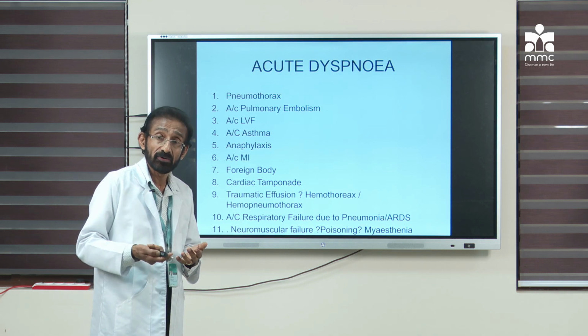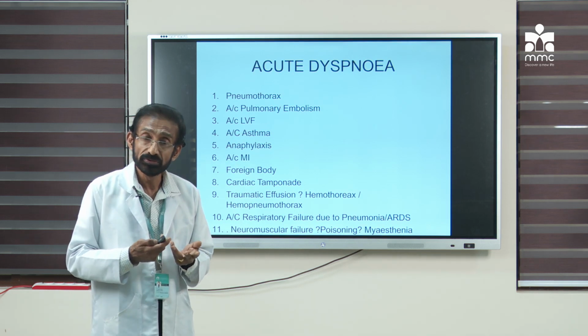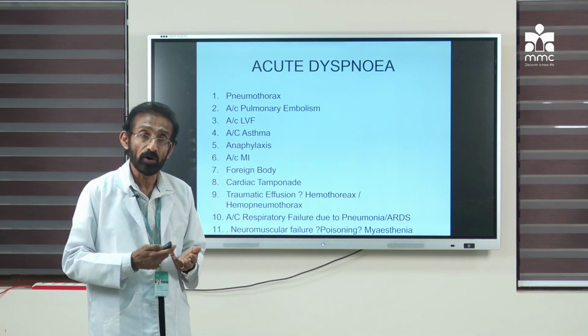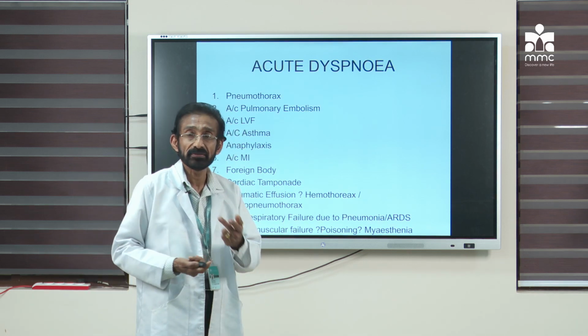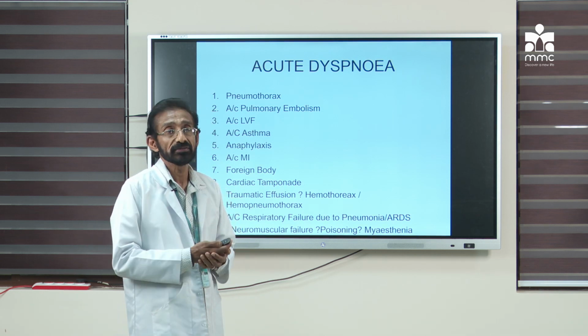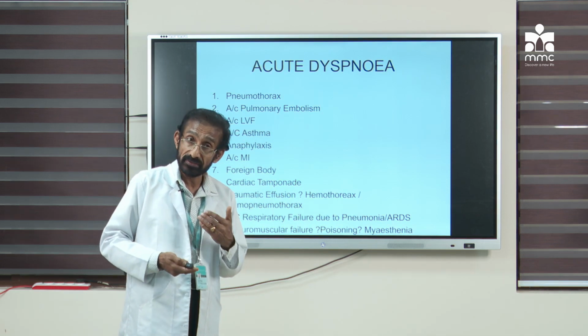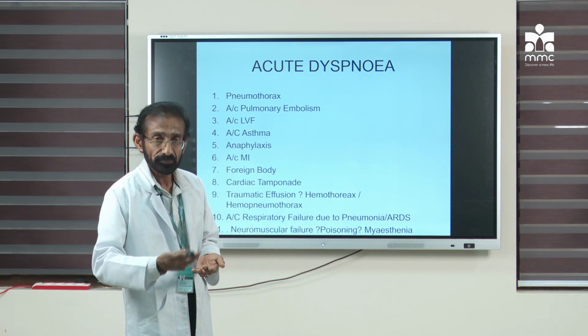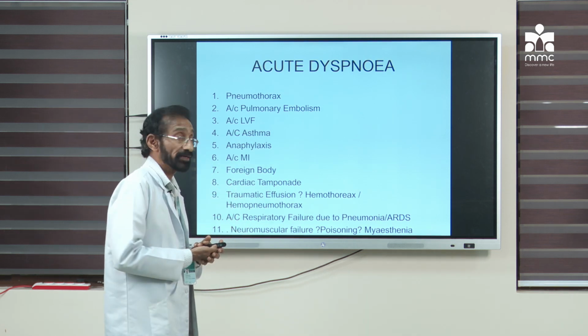Cardiac tamponade, this can occur in a patient who is taking anticoagulants like warfarin, rivaroxaban, apixaban, and so many anticoagulants. Secondary to trauma, secondary to patients who are having lymphoma, they sometimes present with cardiac tamponade. Patients with trauma also can have cardiac tamponade.